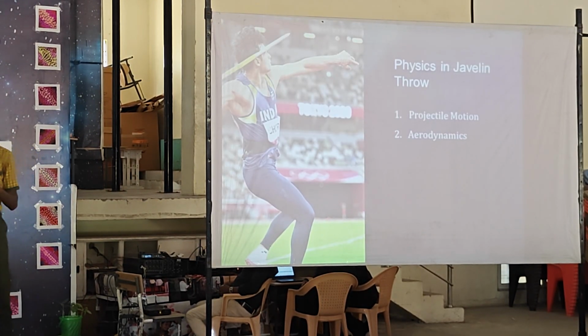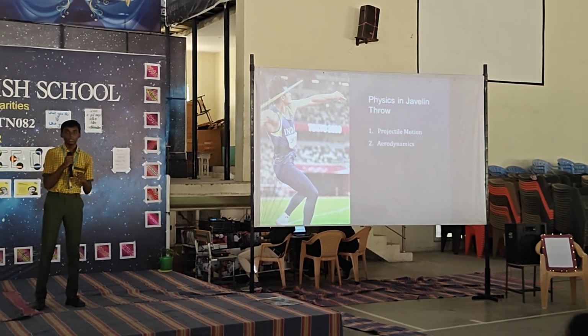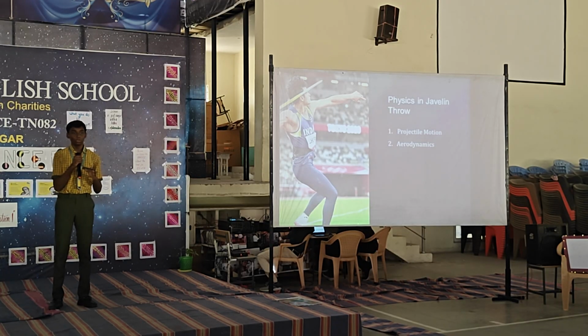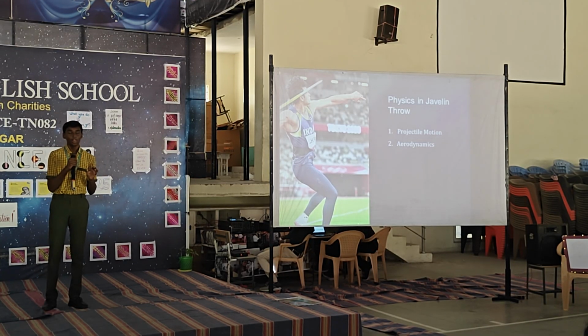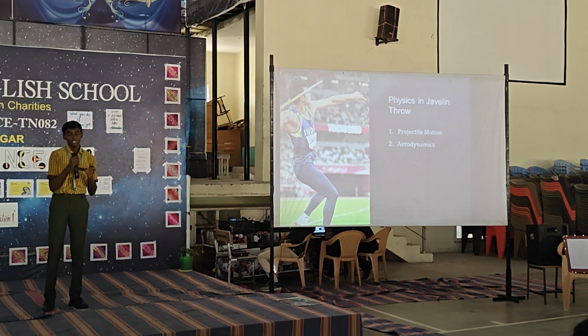Now I am going to explain the physics behind javelin throw. Have you ever tried javelin throw? Number one, projectile motion. The javelin follows a curved path due to its height. The optimal release angle is usually 30 to 36 degrees. Next we have aerodynamics. The javelin's shape reduces air drag and generates lift.